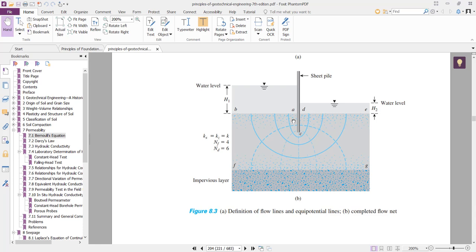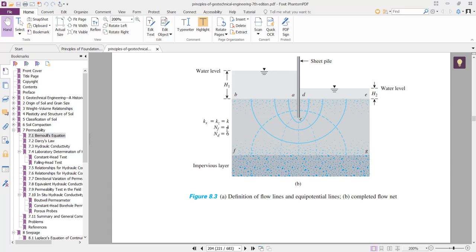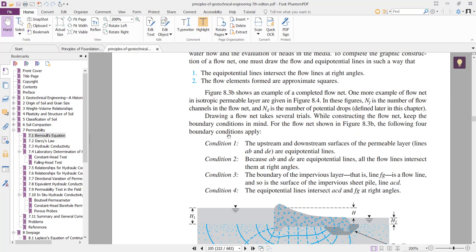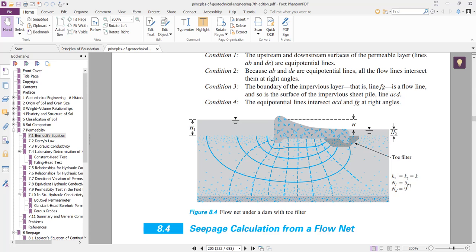So we have 4 channels of water and 6 drops of energy to get from this energy to this energy. So N flow equals 4, N drops equals 6, and here the assumption is that the soil is homogeneous and isotropic. Homogeneous means it's all the same soil. Isotropic means that Kx in the x direction equals Kz in the z direction. In the same way, here the number of flow channels is 5 and the number of drops is 1, 2, 3, 4, 5, 6, 7, 8, 9. As you can see, it's 9.